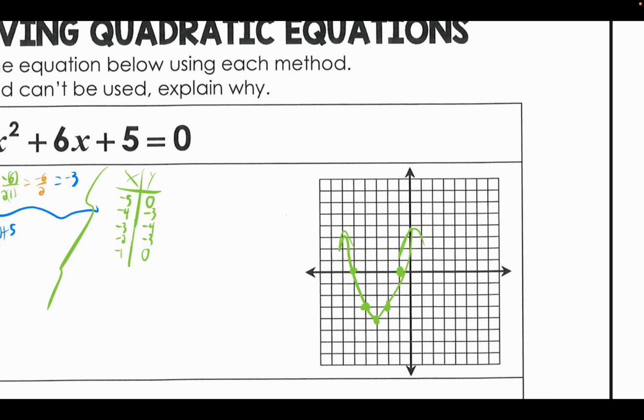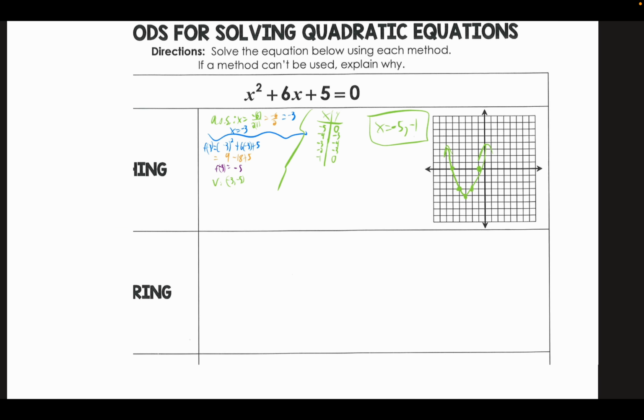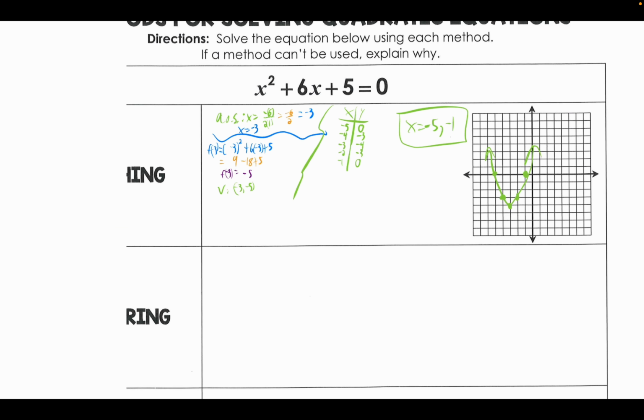And we end up getting the x-intercepts to be negative 5 as well as negative 1, which you could write as ordered pairs as well if you'd like, or two separate x equals negative 5 and x equals negative 1. Now let's solve this by factoring. So in factoring, we'll want to set this equal to 0.